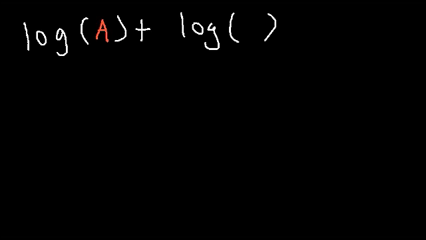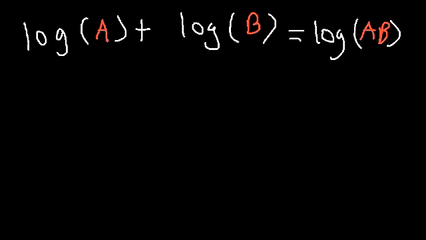There are some properties of logs that you need to be familiar with. For example, log a plus log b is equal to log a times b. So you can combine two logs into a single log by multiplying what's inside of the logs.